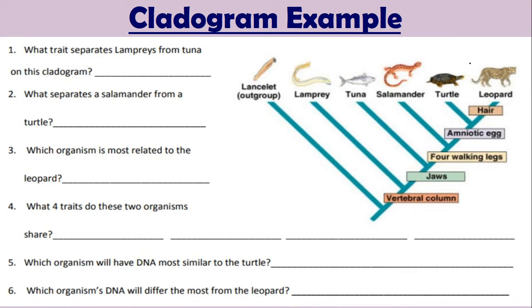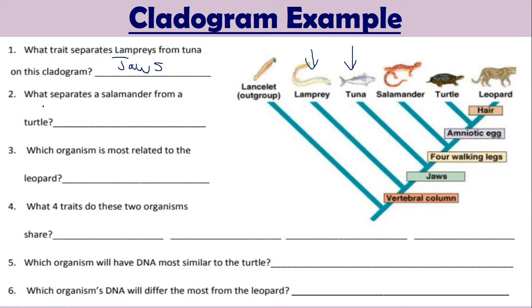I have another cladogram over here. Remember, we're going to read bottom up. And so the first question says, what trait separates lampreys from a tuna? So you're going to follow down and see what trait is in between them. And the trait that separates them is jaws. Lampreys don't have jaws. Tuna has jaws.